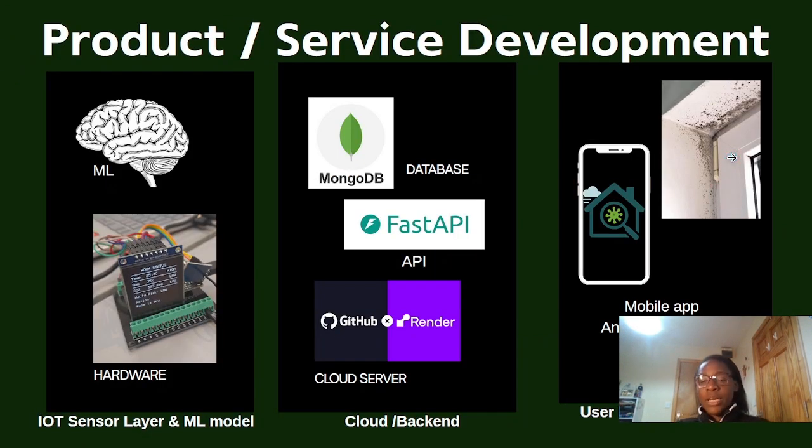So I will now go into the product and service development. As you can see here, we have spent time to train our AI model, as well as developing hardware to integrate into that. The model is for mold detection, and our hardware is for air quality monitoring. We've also set up infrastructure in the cloud related to our database, developing our FastAPI, as well as deploying our services.